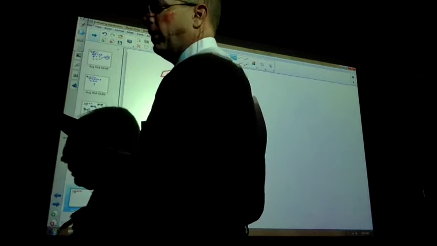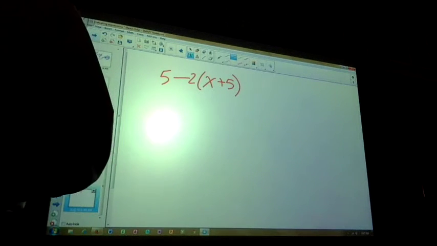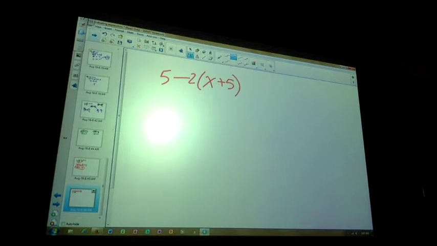Okay. Do me a favor. Put your pencil down, or your pen down, or your crayon down, or your lipstick down, or whatever you're using to write with. Make sure your neighbor has theirs down as well. Eyes up here. I'm not going to send you home. I just want you to put it down, because I don't want you to write through yet on this. What am I going to distribute over the parentheses?